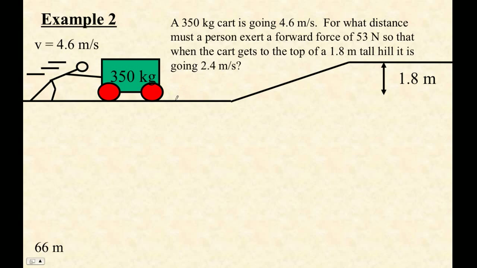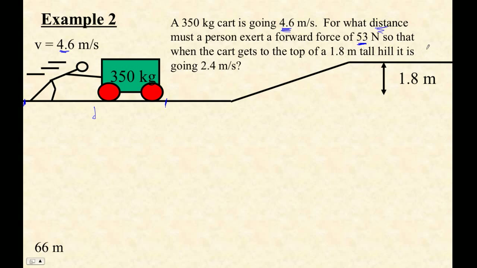Okay, so here's our exciting example too, right? This person is going to give it a push for some distance. They might actually be an Olympian or something. I don't know how fast they'd have to go, right? But they're going to push it for some distance, and that's what we want to figure out, right? It's already going, before they start to push it, 4.6 meters per second. And they can push forward with 53 newtons, right?